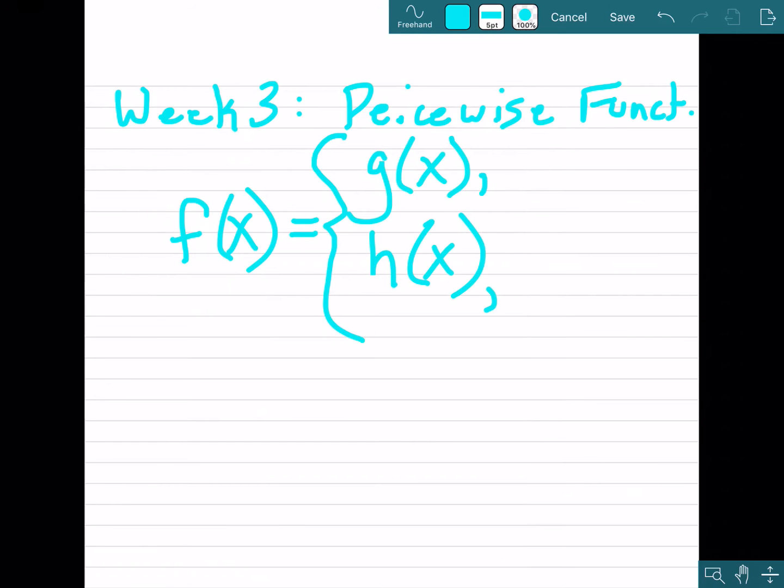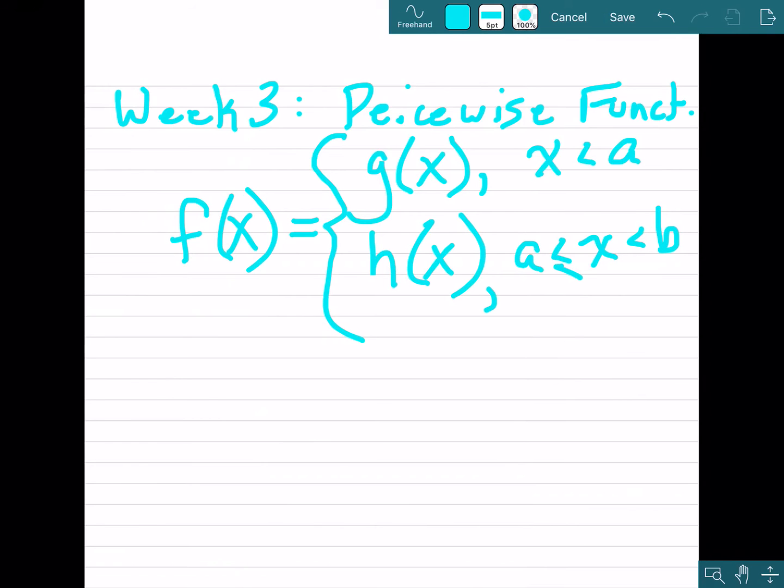So here I'll just put, x is less than a. And then maybe for h of x, we're going to say that x is between a and b. Now what's important is that when you define the intervals, they don't overlap. If they overlap, it'll cease to be a function. Okay, so generally speaking, that's what we talk about when we're talking about piecewise functions.